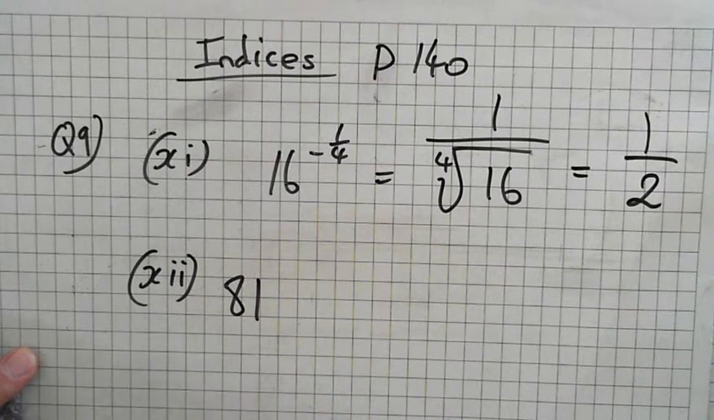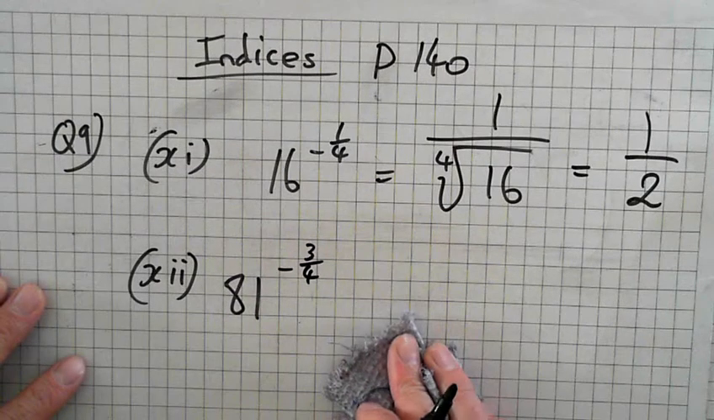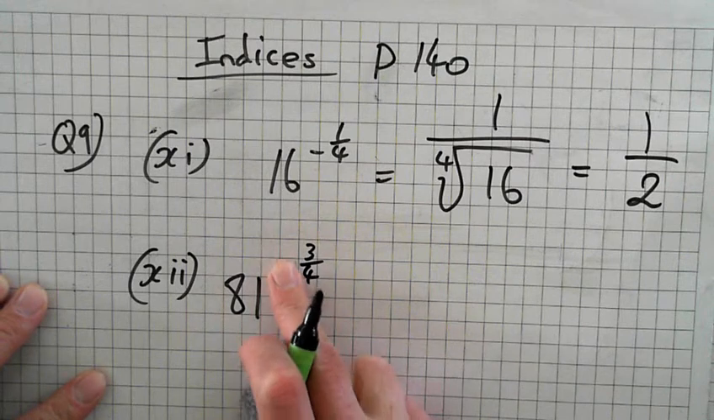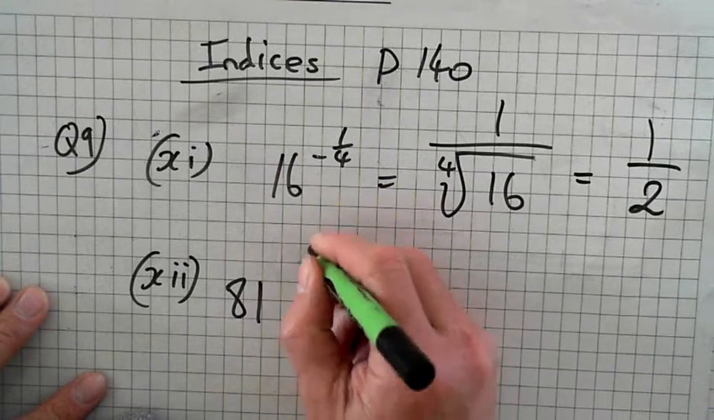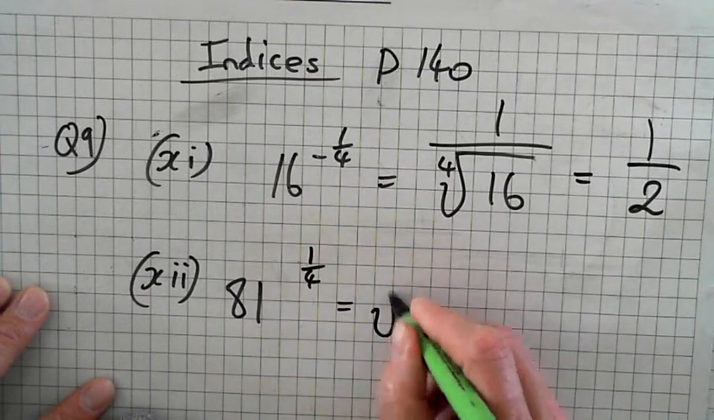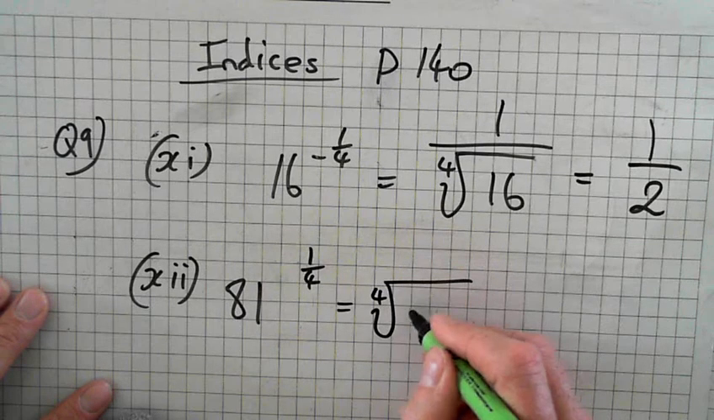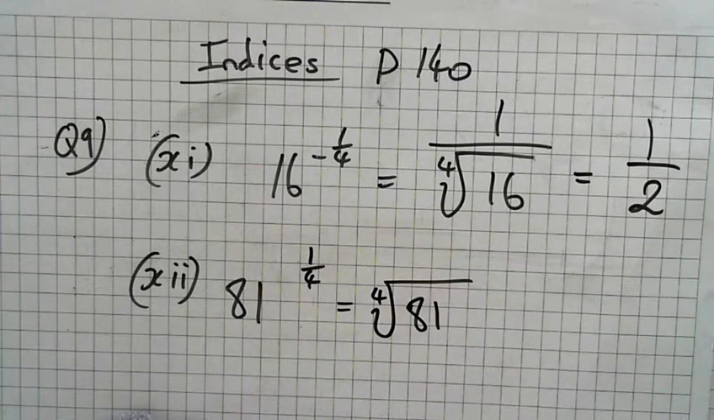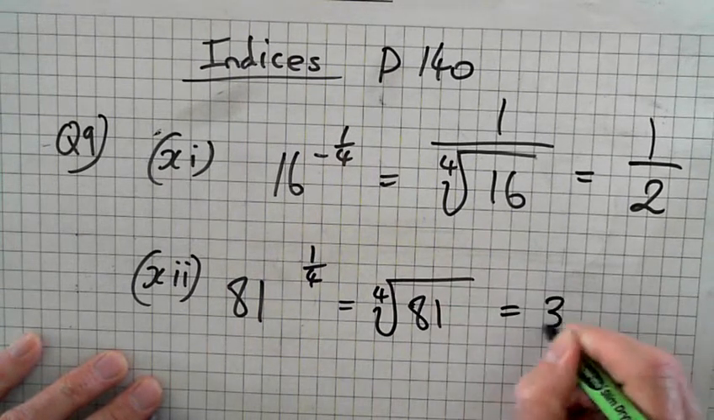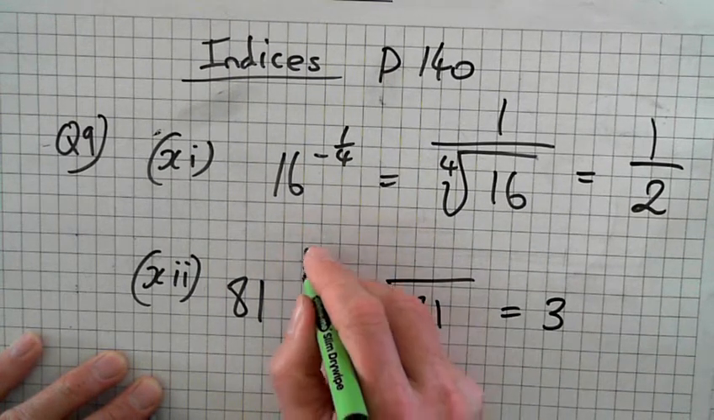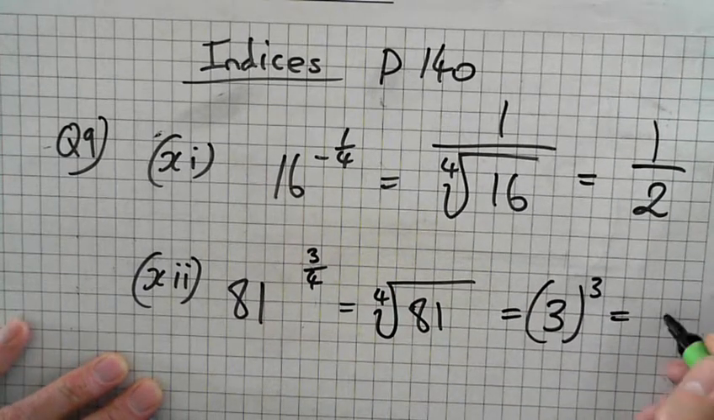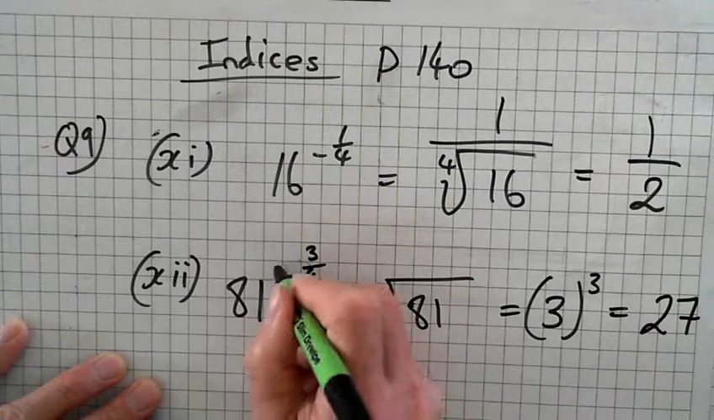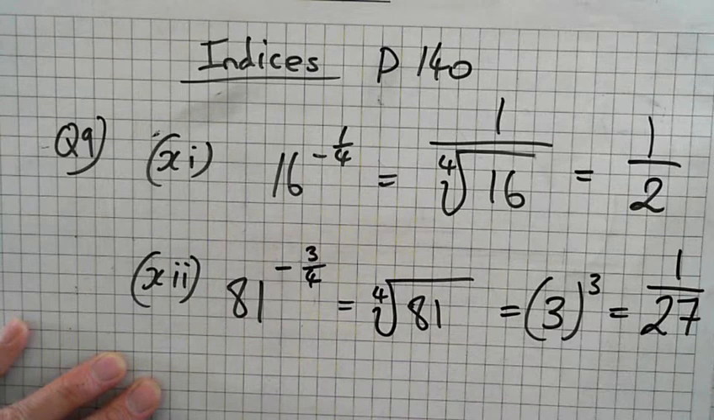Right, part XII, 81 to the power of minus 3 over 4. Right, so we'll do it step by step. First of all, we'll forget about the minus. And we'll forget about the 3. And we'll start off with a quarter. So first of all, what is the 4th root of 81? What do you think? 3. The 4th root of 81 is equal to 3. Now what happens? What does this 3 mean on top? It means to the power of 3, which is 27. And what does the minus mean? 1 over.